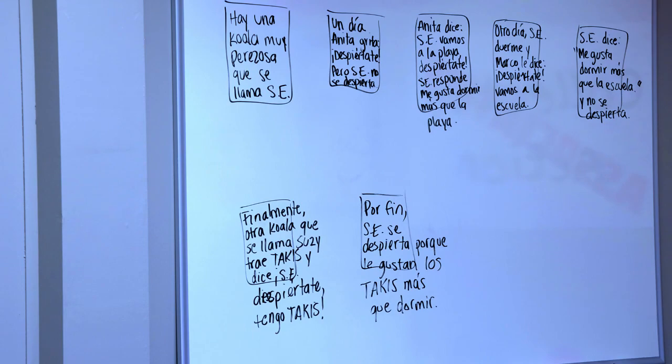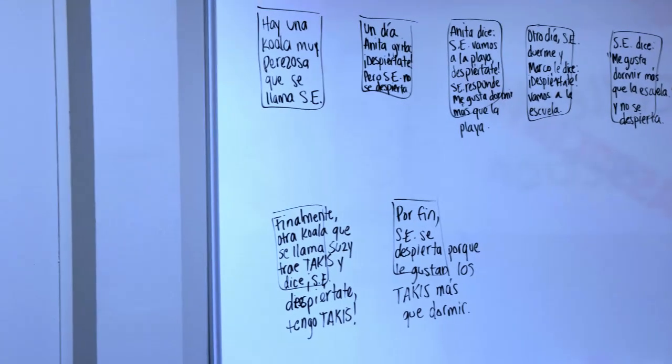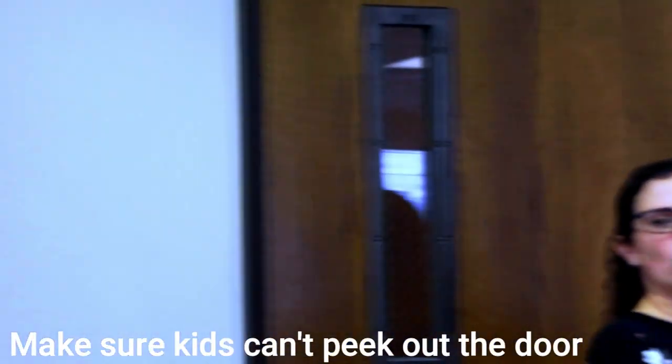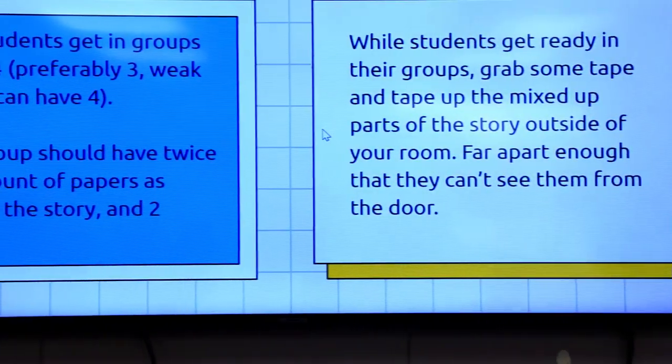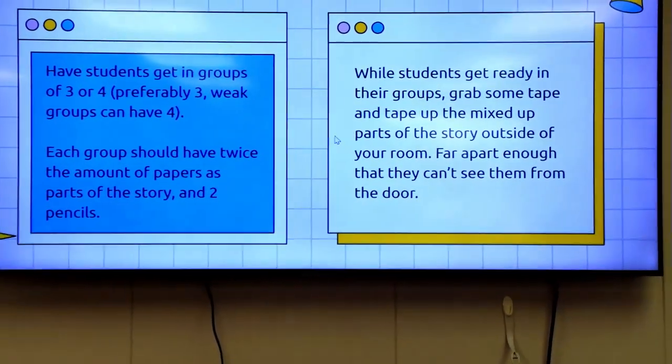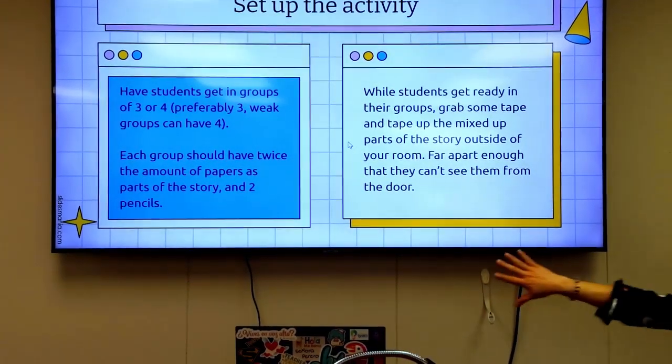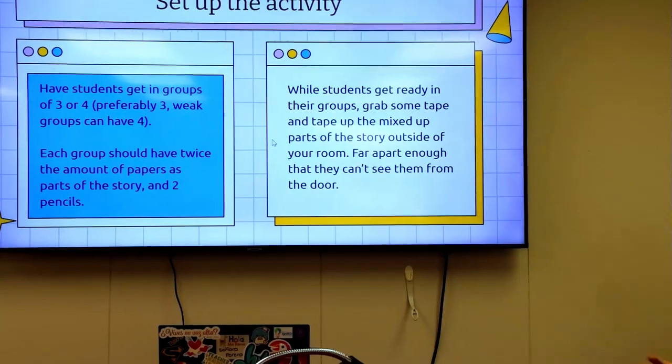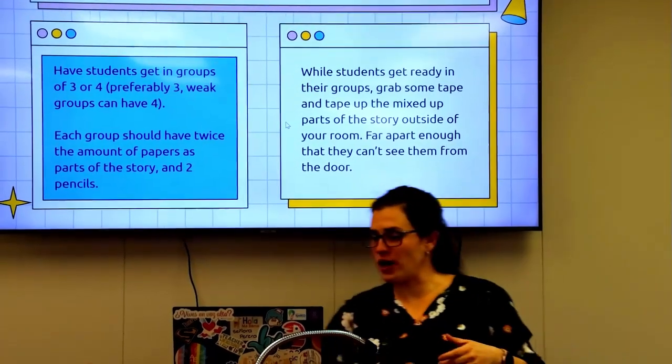You need to make sure that they are far away from the door enough. So what I do is, if that's the door, all the papers are going to be against this wall, because if not, they can peek through the door and see it. They have to leave the classroom in order to see these. So I put them on this wall on the outside, and then they're gonna start running.